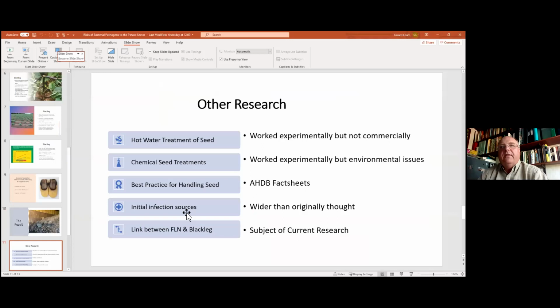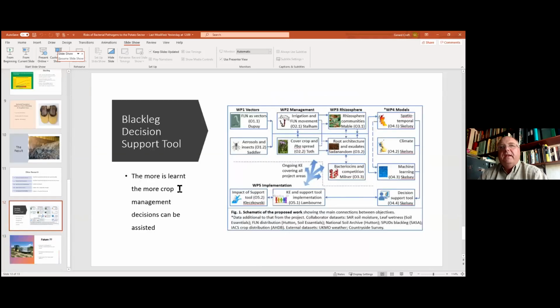And I think within the project that's ongoing at the moment, we're also looking at a decision support tool, again to help growers. And with that is the recent understanding that there is a close relationship between blackleg and free-living nematodes, which potentially may act as vectors. So that gives you a brief outline of some of the work that's ongoing at the moment.